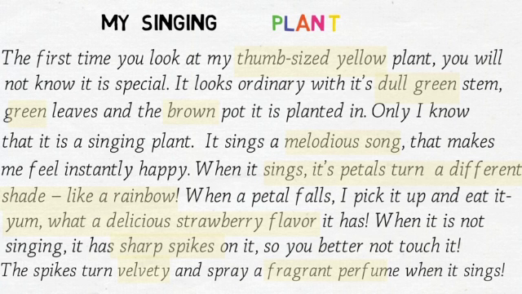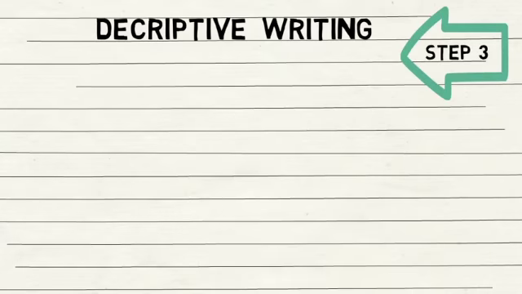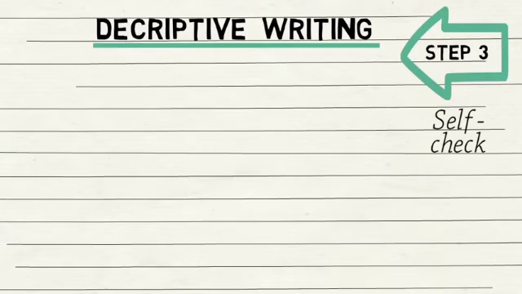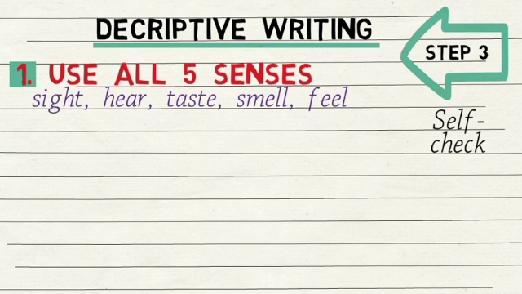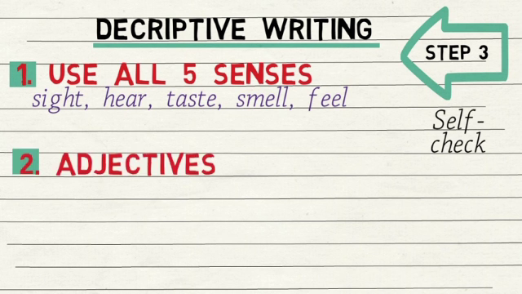After you complete your writing, you must remember step 3. Here you will check your own work before submitting it to your teacher. In this step, you have to make sure that you have used all your 5 senses to describe a person or an object. You also have to make sure that you are using interesting adjectives that can communicate meaning to your reader.